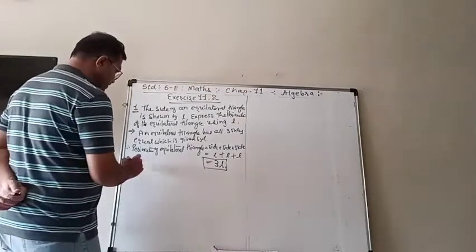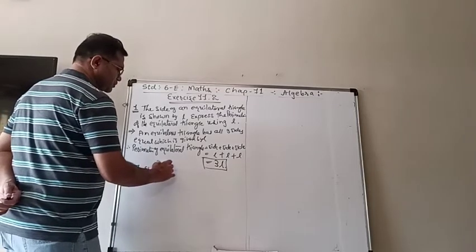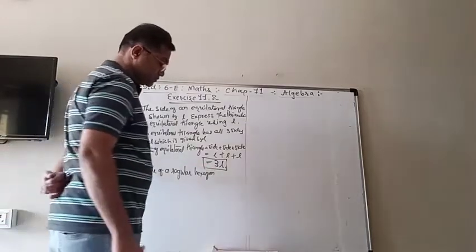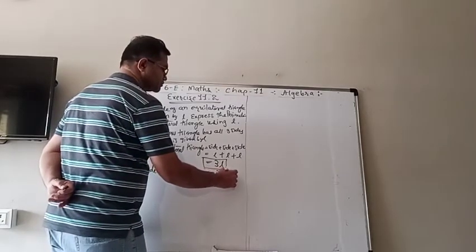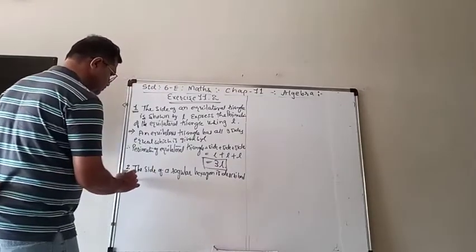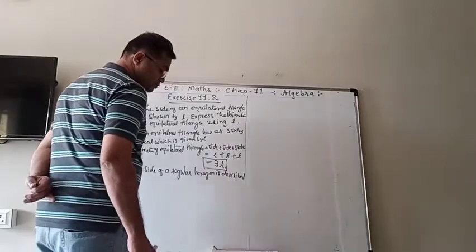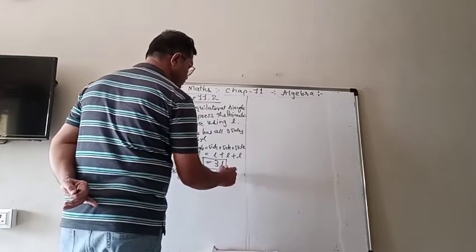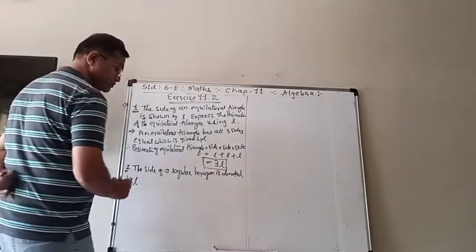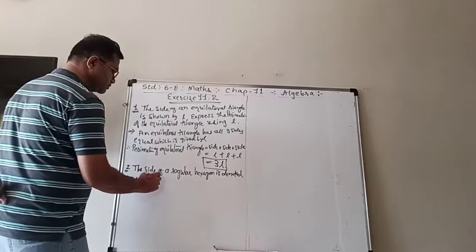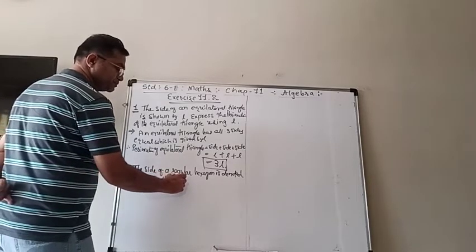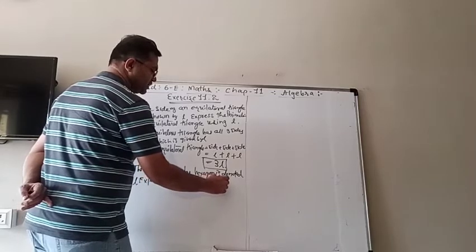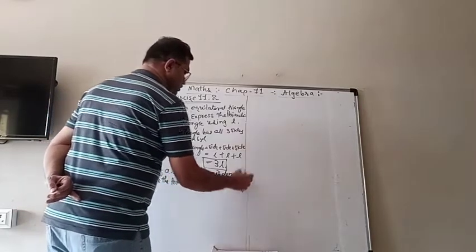Second question: the side of a regular hexagon is denoted by L. Express the perimeter of the hexagon using L.